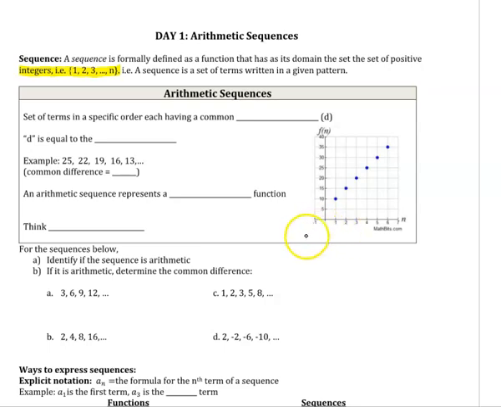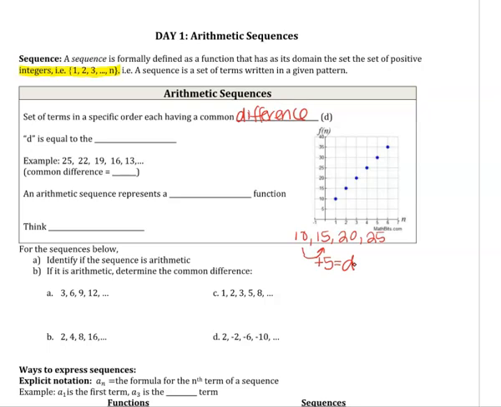So if I even just listed those out, 10, 15, 20, 25, and I asked you, hey, what's happening each time? You would probably say, well, they're going up by 5. That's called an arithmetic sequence, which is a set of terms in a specific order having what's called a common difference. And in this case, our common difference, which I'll just call D, is 5.